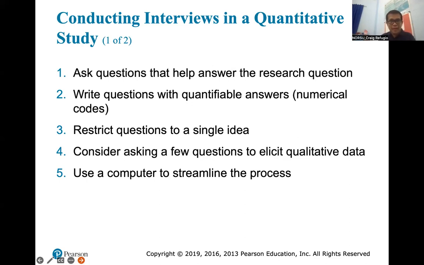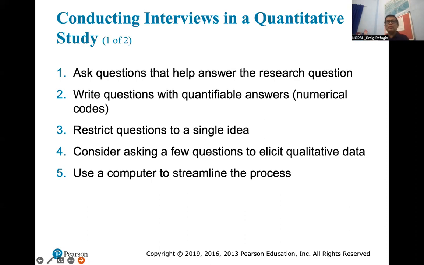And how do you do that? You're going to have a comprehensive or intensive review of related literature. Because when you do the review of related literature, you might be able to encounter similar instruments. So you can get ideas from that similar instrument and then create your own.